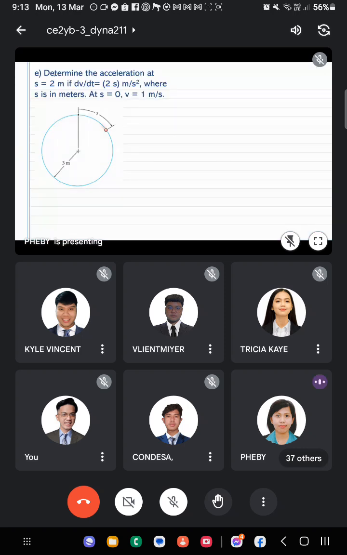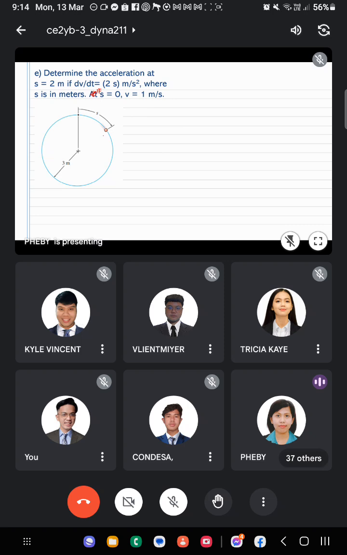Okay, letter E. Determine the acceleration at s equals 2 meters, if dv/dt is 2s meters per second squared, where s is in meters. At s equals 0, v is 1 meter per second, that's the given. If s is equals to 0, our velocity is 1 meter per second.